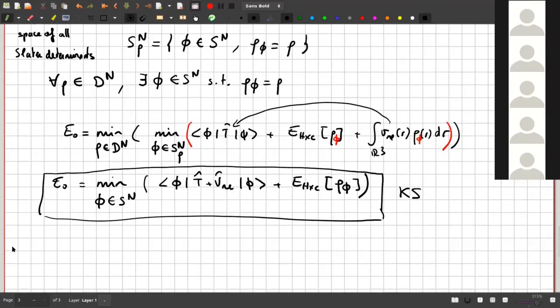Now, this expression again gives you the exact ground state energy. It doesn't give you the exact ground state wave function because the minimizing wave function will be a single Slater determinant, and we know that the exact wave function is not a single determinant. But nevertheless, the density associated to the minimizing wave function here will be the exact ground state density, or one of the exact ground state densities if it is degenerate. Okay. So again, you get the exact ground state energy and the exact ground state density.